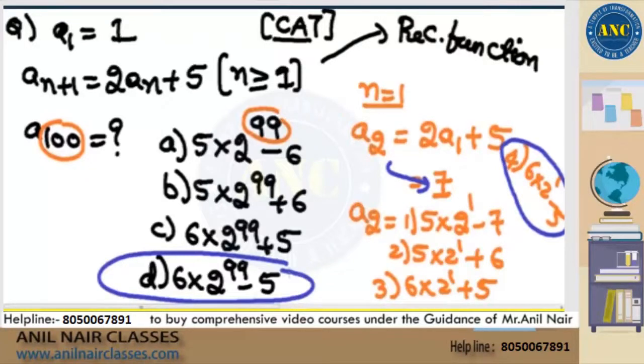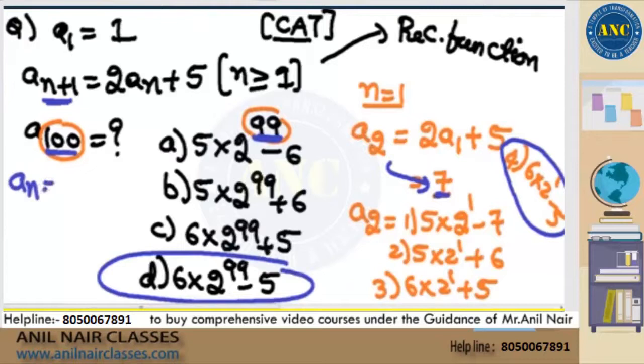I don't want to work with higher values. It's a waste of time for me. So first what I will do is substitute n = 1. So A2 = 2a1 + 5 = 7. If it is 100, this power is 99. If it is 3, this power will be 2. If it is 100, this power will be 99.